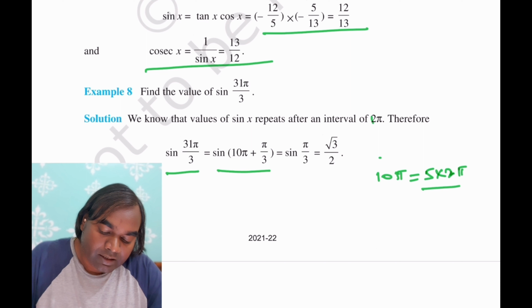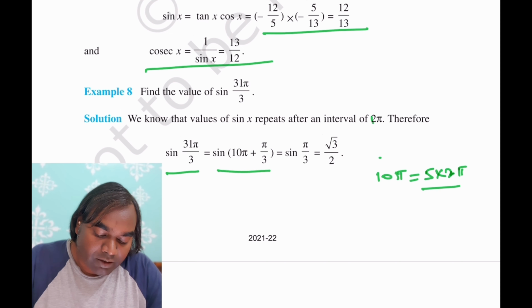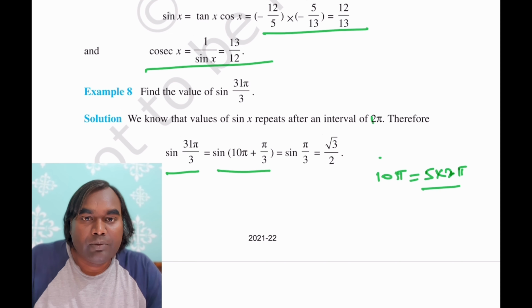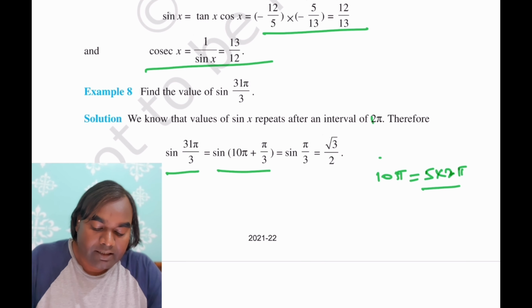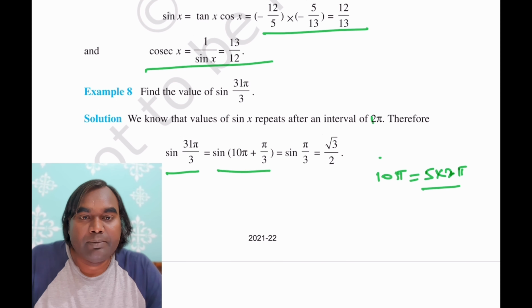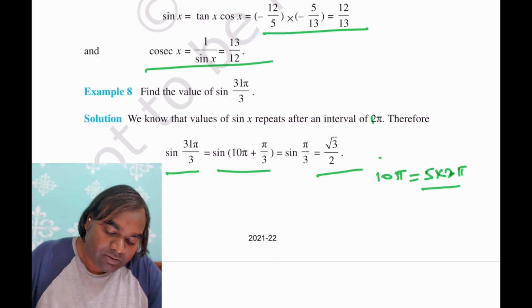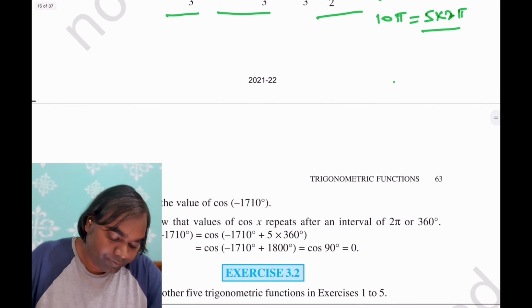So that means the value for sine will be plus sine. So sine of 10 pi plus pi by 3 is equal to sine pi by 3, and we know that sine pi by 3, that means sine 60, is equal to square root 3 by 2. So in this way we can calculate the value.